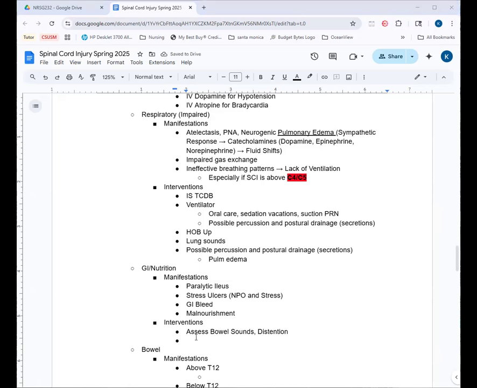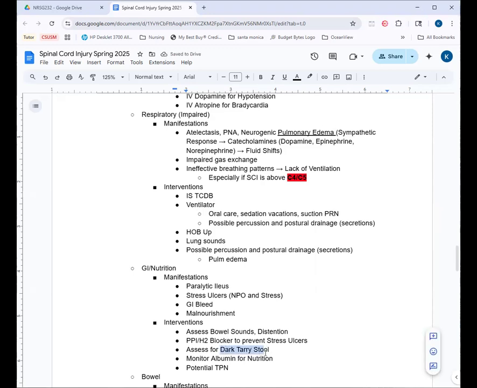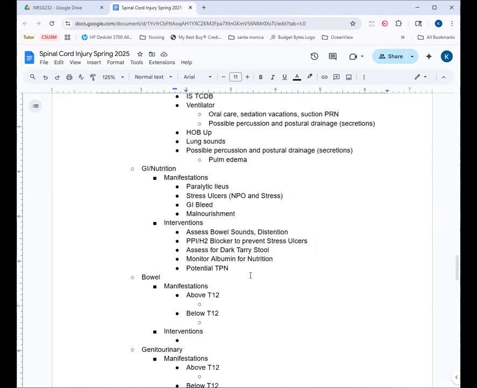For your stress ulcers, you're going to want to give a PPI or H2 blocker. Look for any signs of GI bleed, either upper or lower. Dark tarry stool is going to be a sign of an upper one that's moving all the way down and out. If they have poor nutrition and they're starting a third space or whatever, you could give albumin. And then TPN if they really need it, if they go past that threshold of time being NPO.